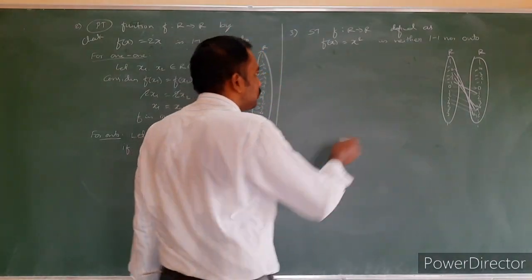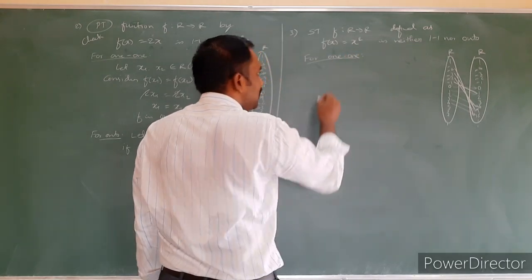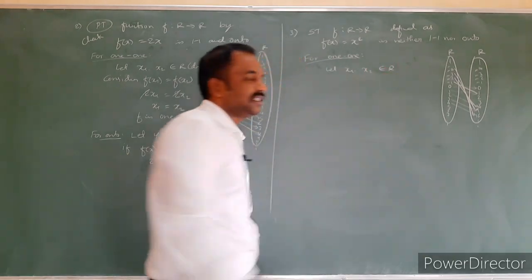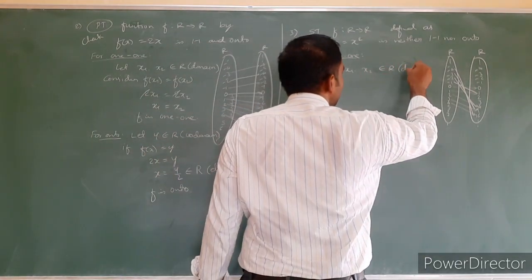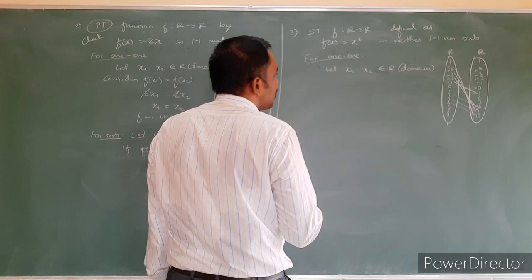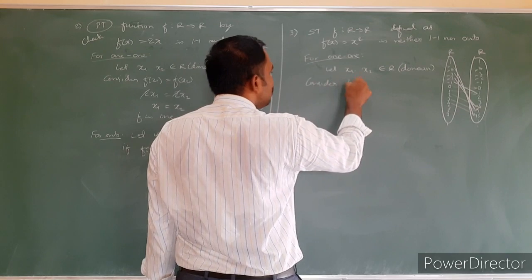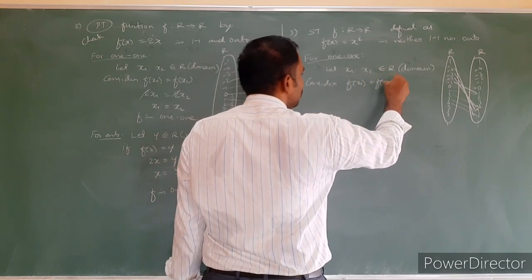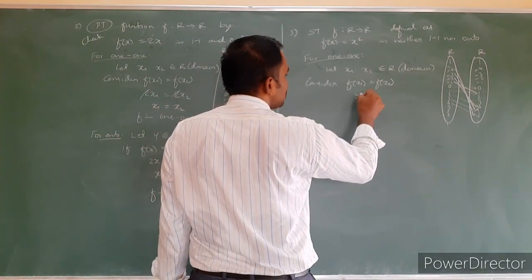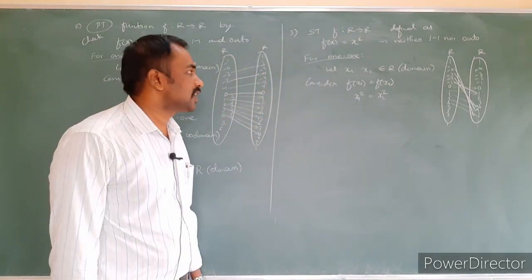Now let's prove mathematically. That is for one-one. What will we say about the one-one? Let x1 and x2 belong to the domain set R. This is the domain set R. Now what we have to get, so here x1, x2, consider f of x1 is equal to f of x2. Every problem has the same method. Okay, replace the f of x1. That means x1 square is equal to x2 square.